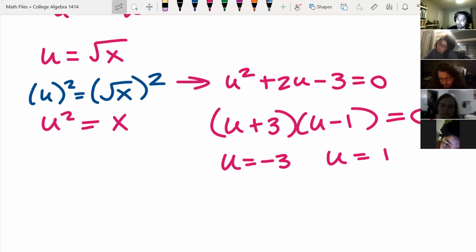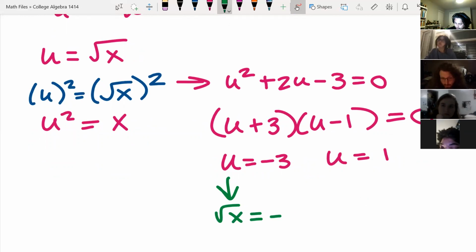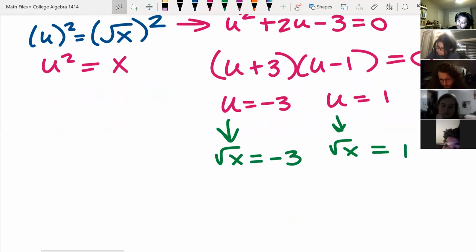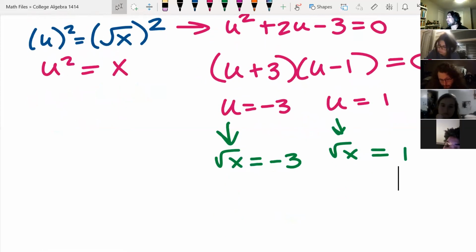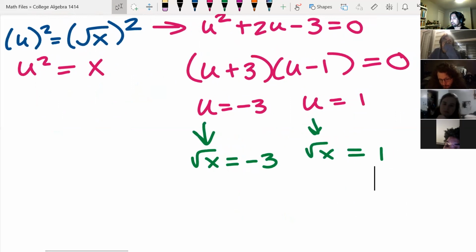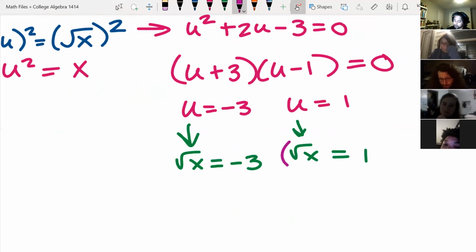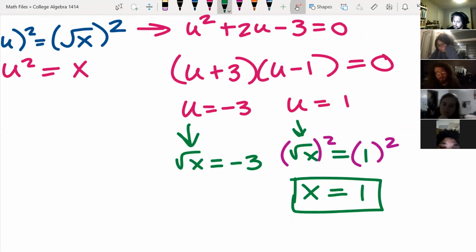We must remember that we made a substitution. What did we substitute in place of u? Square root of x. Now we want to solve for x, but it's trapped under that radical. What are you going to do to both sides? Square it. I'm only going to do this one, though. There's a reason for this. You have to think again about properties of square roots.